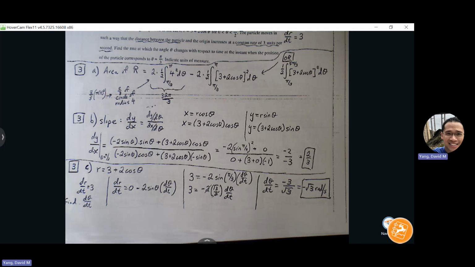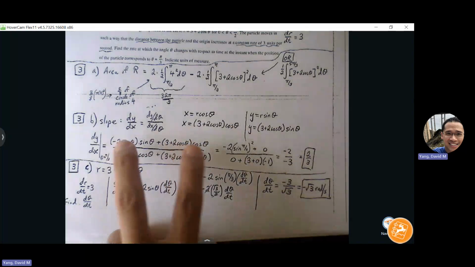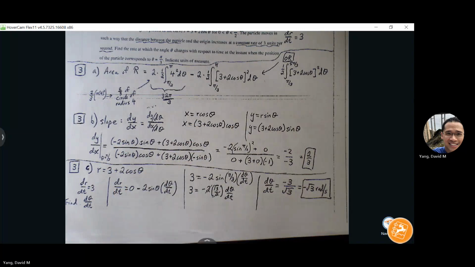So part B, keep in mind, x is r cosine theta, y is r sine theta. If I replace r with 3 plus 2 cosine theta, I can distribute through and do chain rule, but I just kept them separate and did product rule. And part C is not too bad because it's just starting with our r equals 3 plus 2 cosine theta, and then doing related rates from there.